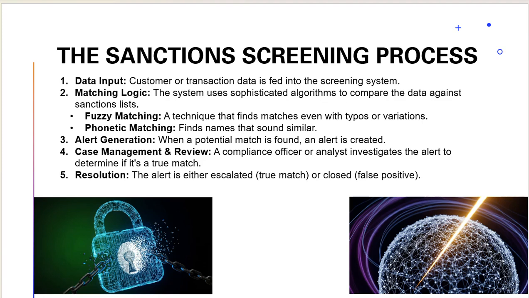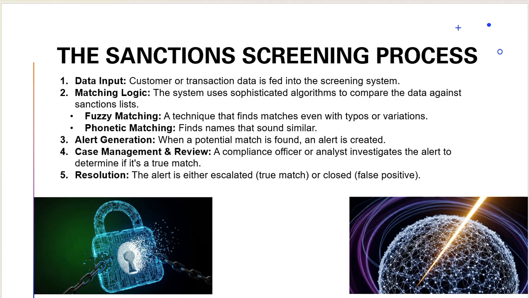In the data input stage, I already told you about the interaction between the core banking system or the CRM system and the sanction screening system. The customer and transaction data is fed into the screening system. Once we feed and upload that data, the matching logic will run, either automatically, or a person runs it through a manual process.